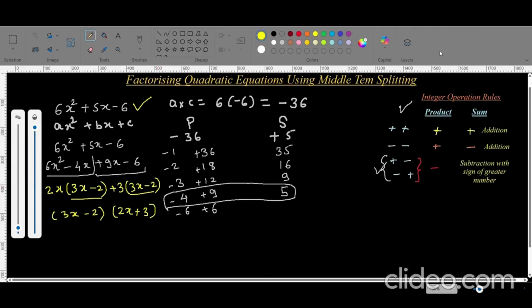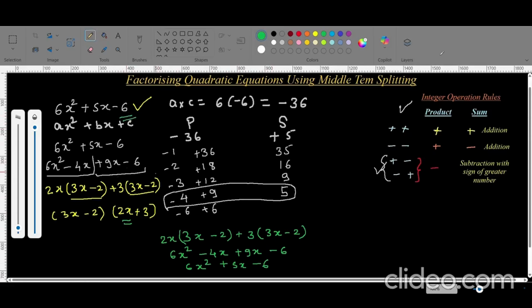Let's verify the product here. So we have 3x minus 2 multiplies 2x plus 3. Here 2x multiplies 3x minus 2, and plus 3 multiplies 3x minus 2, I am using the distributive property here. So we have 6x squared minus 4x plus 9x minus 6. Now 6x squared is as it is, minus 4x plus 9x gives us plus 5x, and minus 6 as it is. It matches the given quadratic.